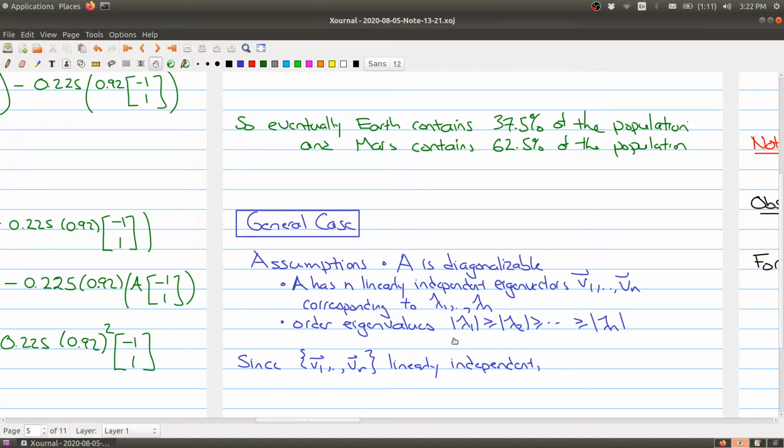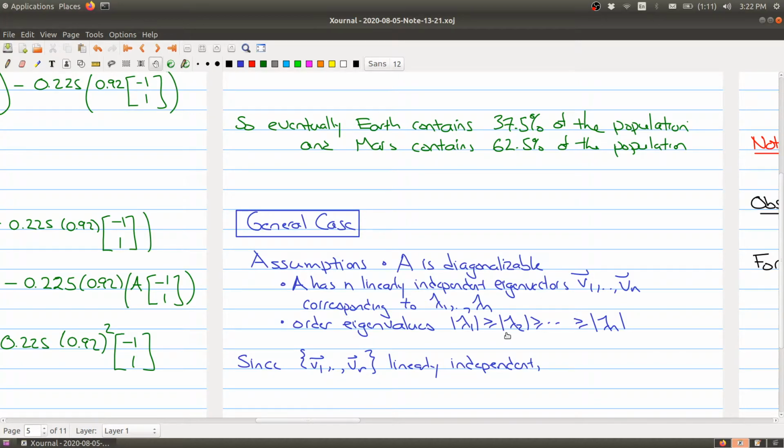So here are the assumptions that we're making. Not every matrix will have these properties. If it doesn't have these properties, then you have to do a little bit more analysis, but we're not going to worry about this. This is going to be our assumption. So A will be a diagonalizable matrix. A has n linearly independent eigenvectors, v1 to vn, corresponding to its eigenvalues, lambda 1 to lambda n. And we're going to order the eigenvalues so that they're in decreasing or non-increasing order when you take absolute values.